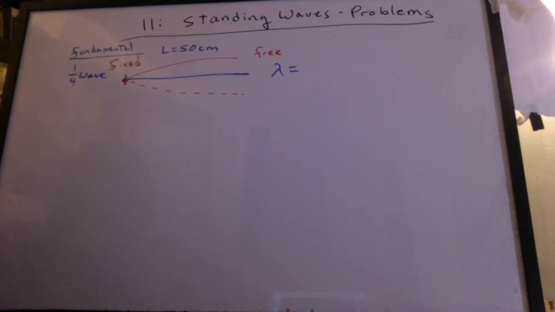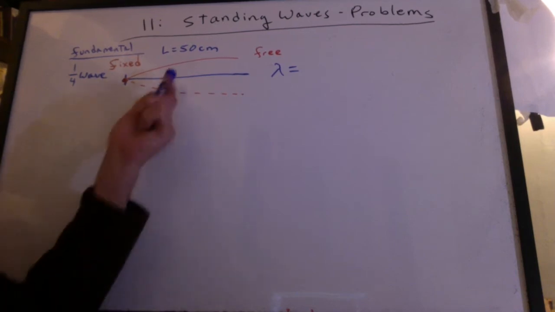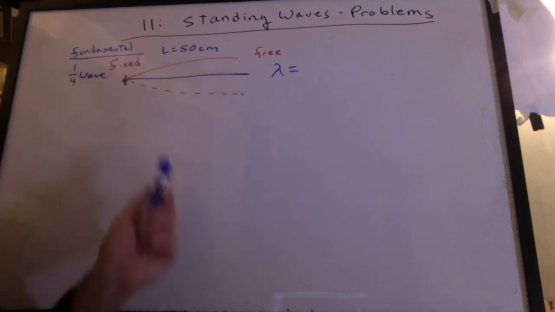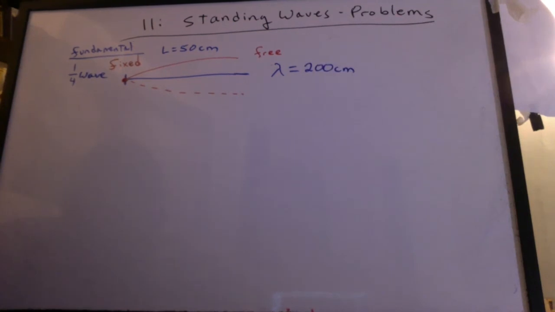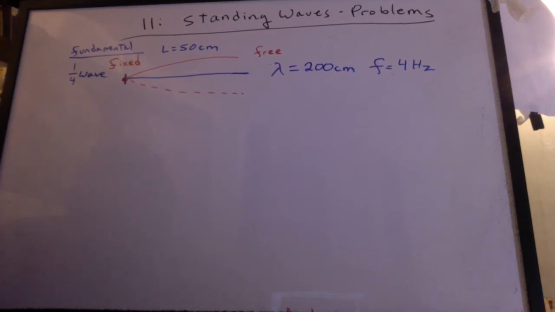All right, what's the wavelength? Pause the video, figure it out. If this is 50 centimeters and it's only 1/4 of a wave, then a full wave would have to be 200 centimeters. Now let's say we do a lab with this flexible rod and we measure 4 hertz. What's the velocity? We can use velocity equals frequency times wavelength and calculate 8 meters per second.